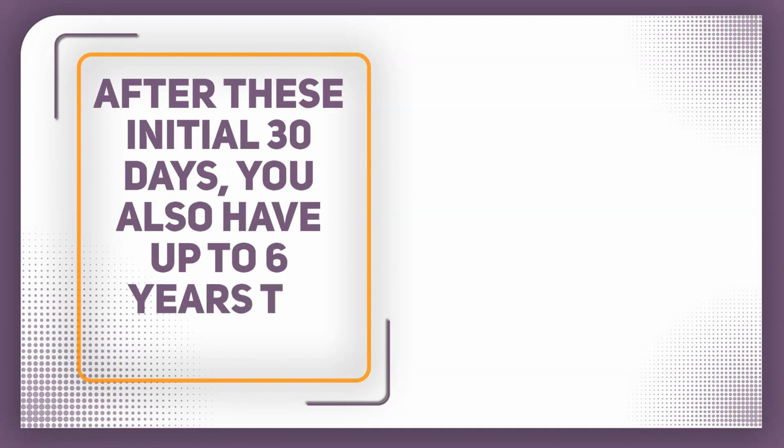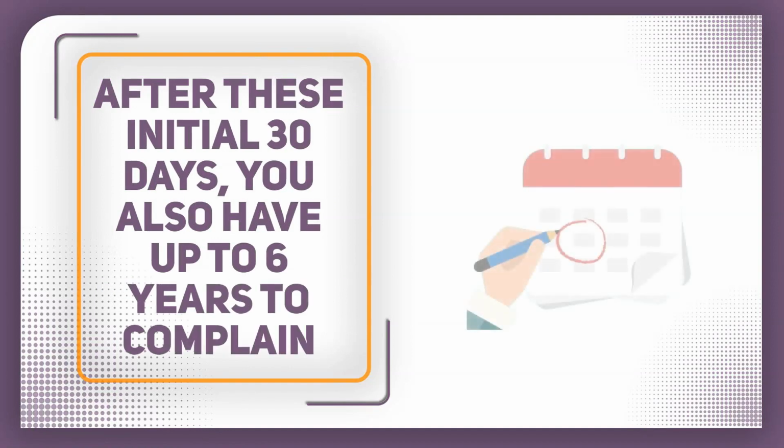After these initial 30 days, you have up to 6 years to complain about a problem with goods that you've bought, as long as it's reasonable to expect the goods to actually last that long. If a computer develops a fault after 2 years, it's reasonable to go back to the seller, even if the warranty period ran out after the first year. But if a pair of cheap socks fall apart after 5 years, then you probably haven't really got a leg to stand on.